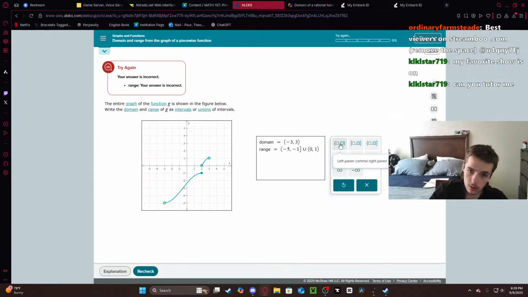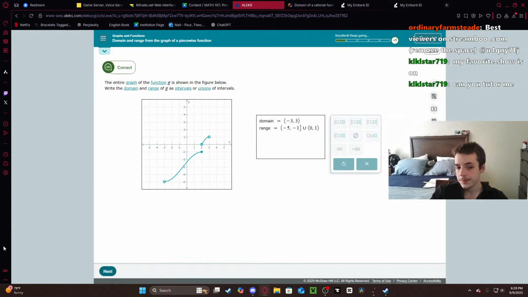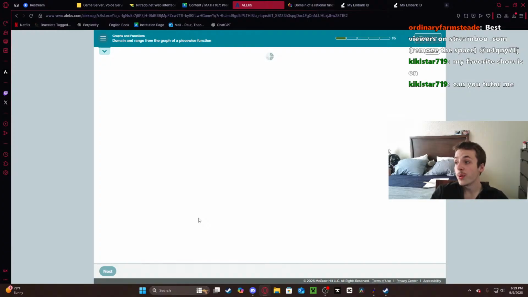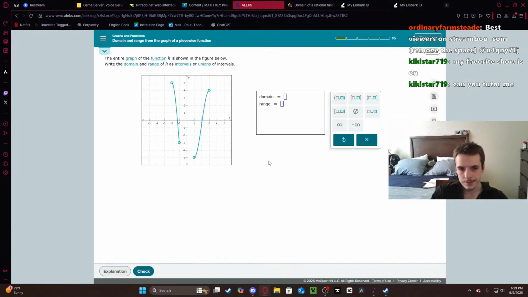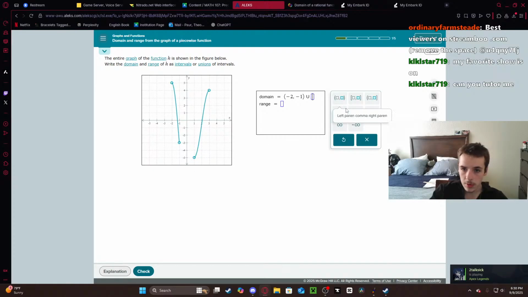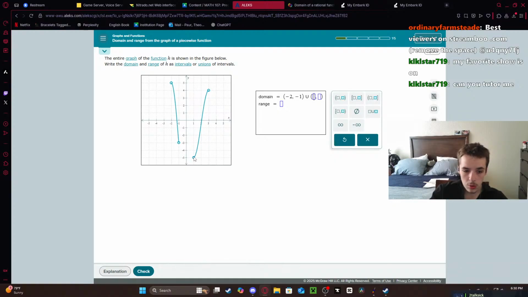Zero and 1, I believe. Recheck. Perfect. Didn't notice the hole there. Pause. Okay, the domain is going to be negative 2 to negative 1. Since there's a gap here, we have to do a union, and since there's another 2 empty holes, we do parentheses. Starts at 1, ends at 3.